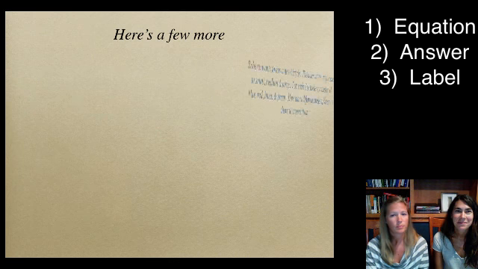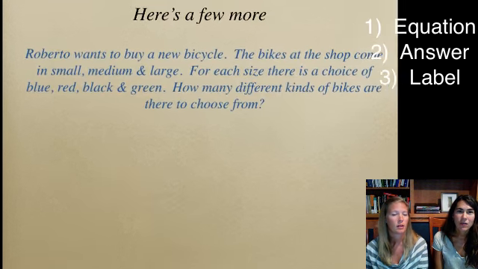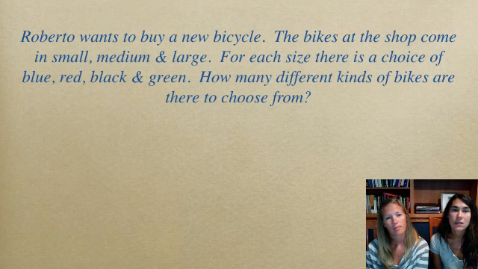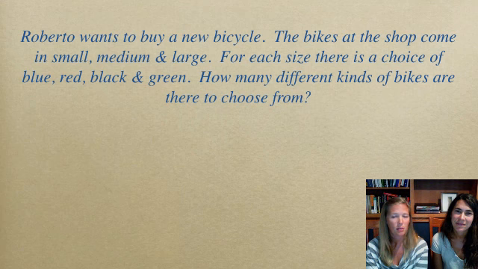So first one. We have Roberto, and he wants to buy a new bike. So the bikes at the shop come in small, medium, and large. For each size, there's a choice of blue, red, black, and green. So how many different kinds of bikes are there to choose from? So try and work through that, solve it, pause this because we're going to move on, but pause it, solve it, and then come back to the next one.